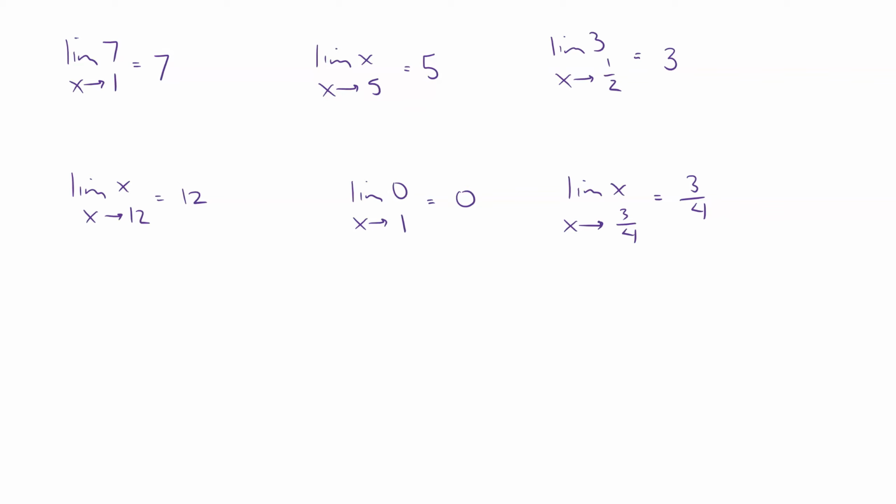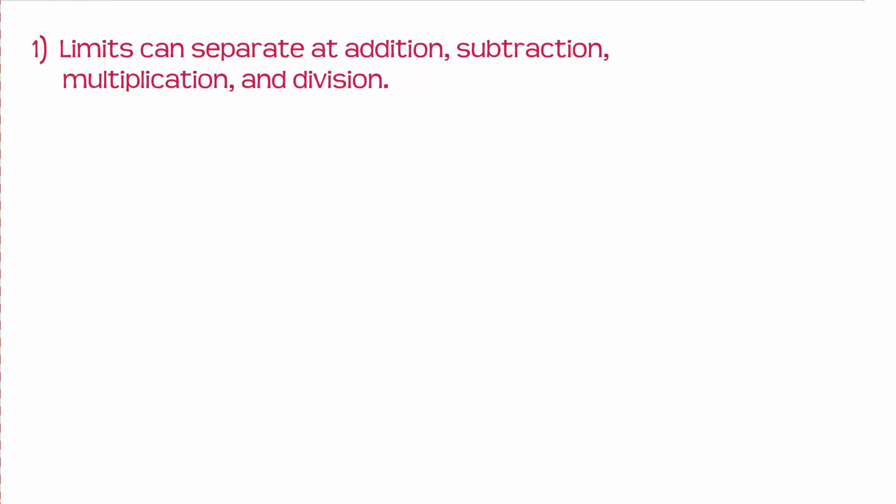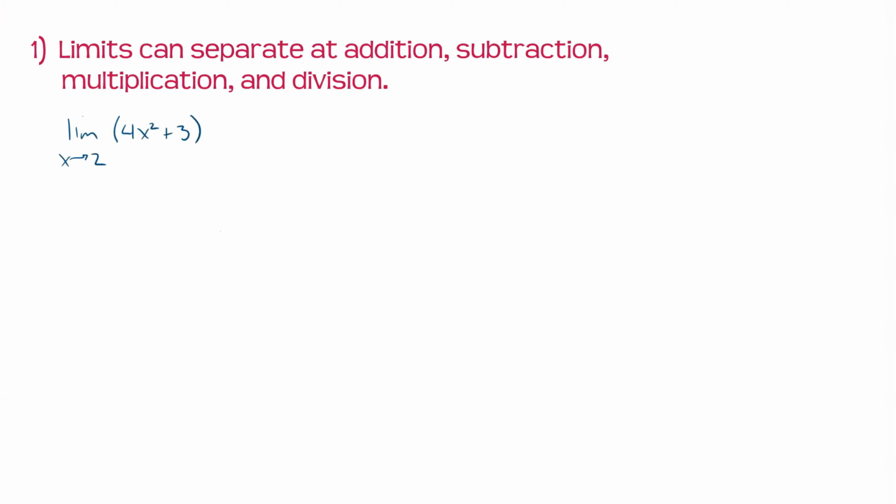Beyond those two super important building blocks, there are 6 or 7 different limit properties, but they pretty much boil down to 2 concepts. First, limits can separate at addition, subtraction, multiplication, and division. Before we look at the second property, let's try a problem with this one. We have the limit as x goes to 2 of 4x squared plus 3, and I know that limits can separate at addition, so I'm going to write this as the limit as x goes to 2 of 4x squared plus the limit as x goes to 2 of 3.